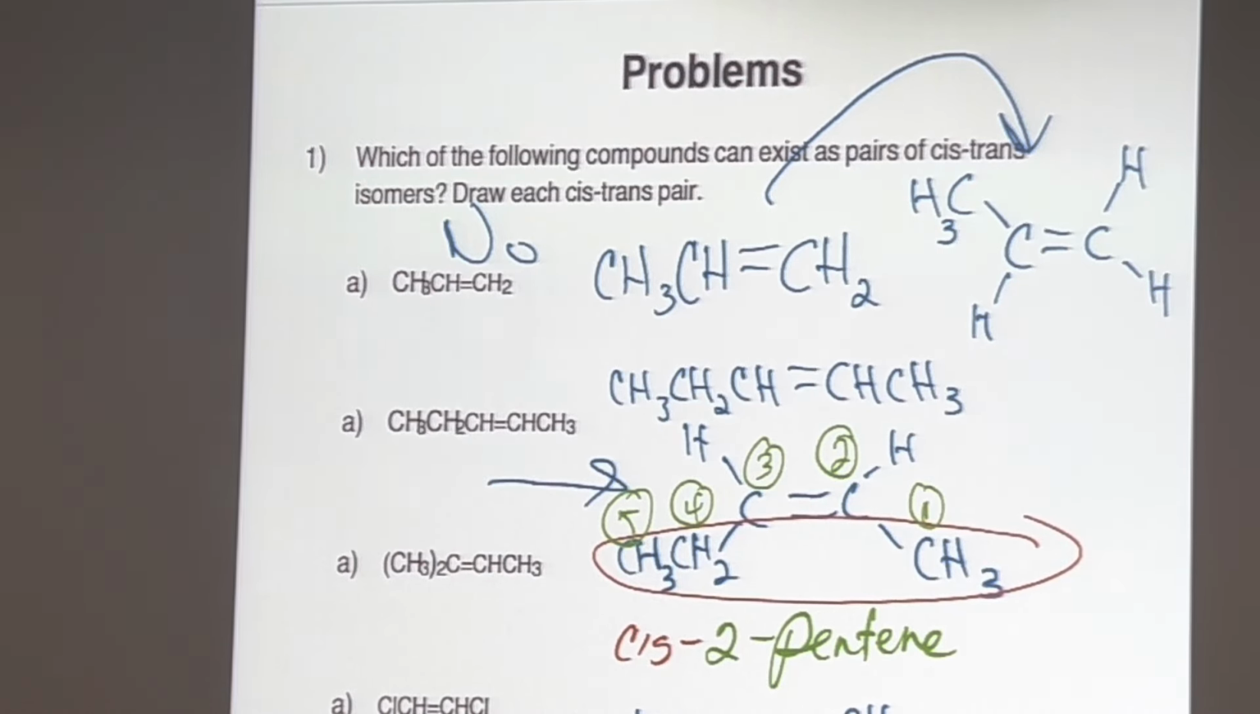Okay, folks, so now we can see that our big groups go across the double bond like that. You see that? Are we okay with that, folks? So that means that this one is going to be trans what? Trans 2-pentene.